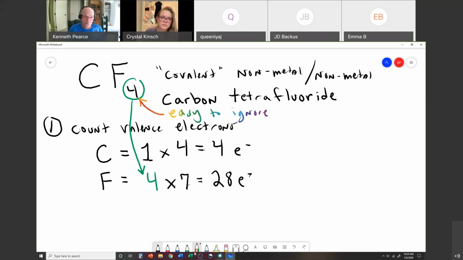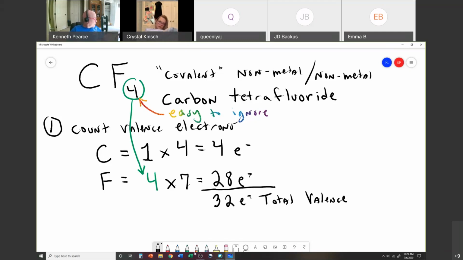Now, next thing we do is we add them up. What's 4 plus 28? It's 32. Total. Okay, so we have counted up the valence electrons for carbon tetrafluoride, and it has 32 electrons. Total valence electrons. As a matter of fact, I'm just going to go ahead and put down valence electrons right here. It has 32 valence electrons.